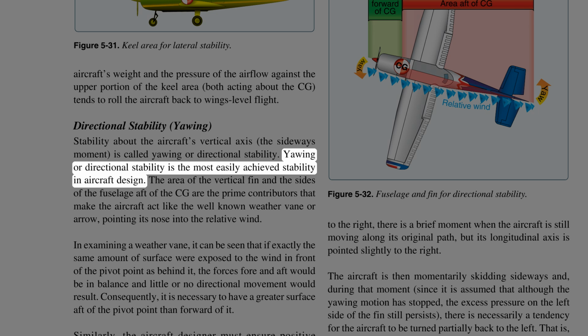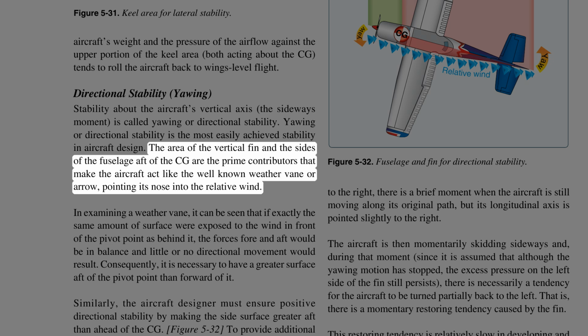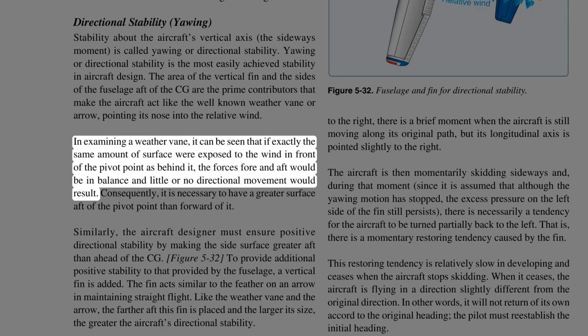Yawing or directional stability is the most easily achieved stability in aircraft design. The area of the vertical fin and the sides of the fuselage aft of the CG are the prime contributors that make the aircraft act like the well-known weather vane or arrow, pointing its nose into the relative wind. In examining a weather vane, it can be seen that if exactly the same amount of surface were exposed to the wind in front of the pivot point as behind it, the forces fore and aft would be in balance and little or no directional movement would result.